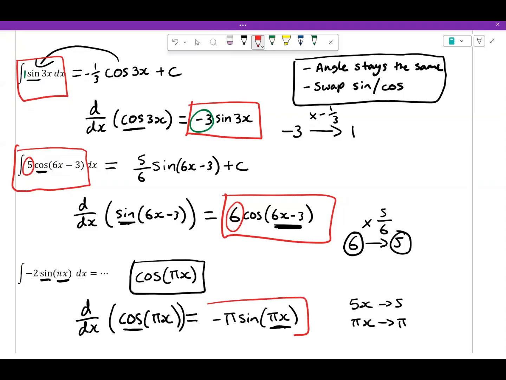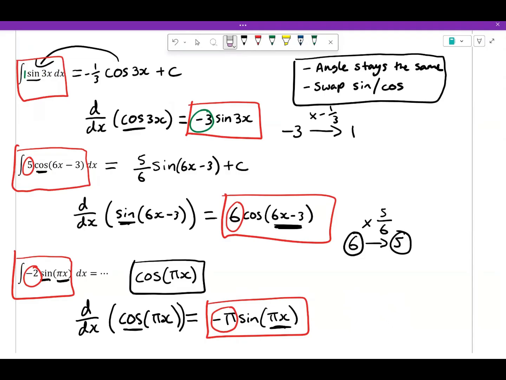Now let's compare what we've got here with our initial question. In front down here, we've got negative pi. Over here, we got negative 2. So the question is, how do I get from negative pi to negative 2?